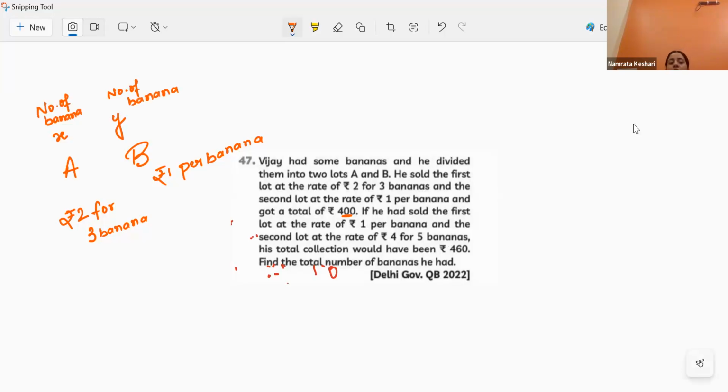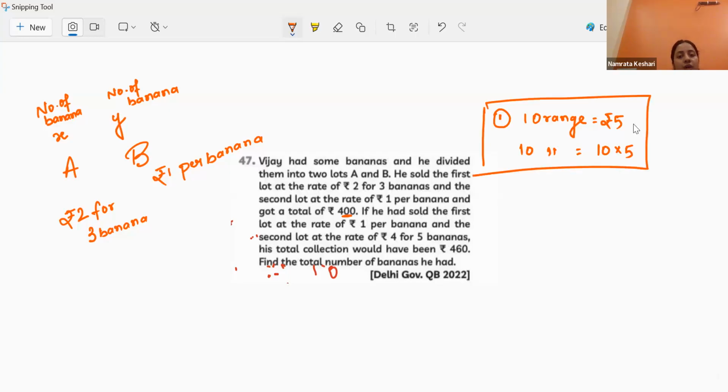Cost is given. Total amount means number into cost. Now the biggest confusion here is rupees 2 for 3 bananas and we have X bananas. If you understand the unitary method really well, you will be able to say it. A little bit of briefing on the unitary method. If one orange costs 5 rupees, then 10 oranges cost 10 into 5, right? This is the first situation.